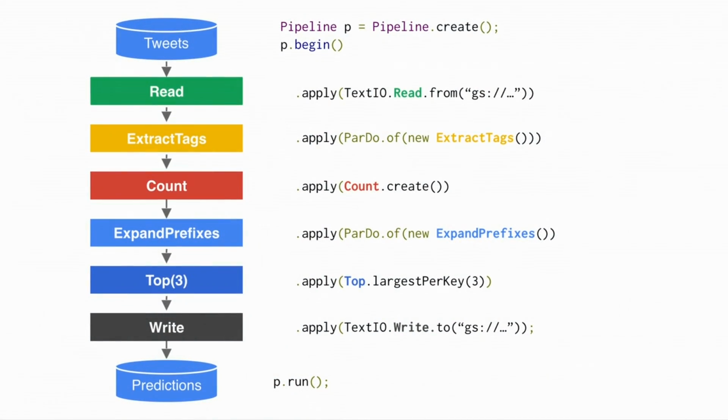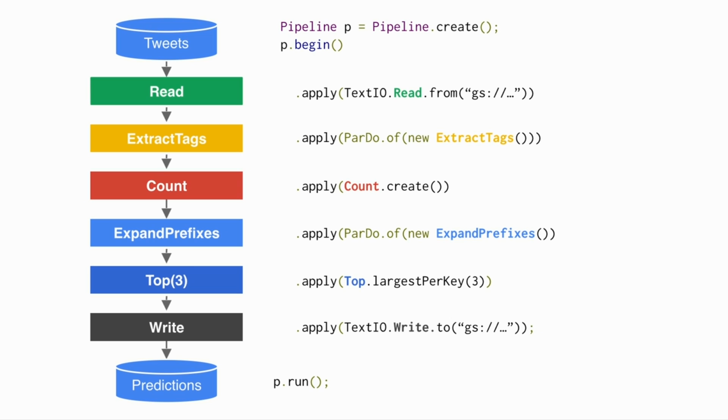I want to quickly point out these 2 lines here that say ParDo, by extract tags and expand prefixes. This is how you insert user-defined code into a Dataflow pipeline. We call it ParDo because they are parallel. It's a little bit of code you write that runs in parallel over all the records coming out of the previous stage and transforms them into records for the next stage.